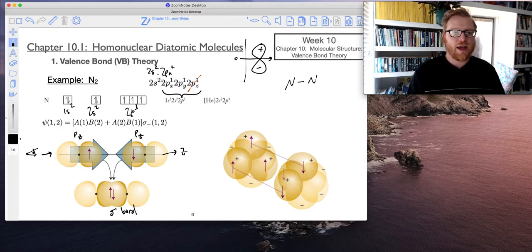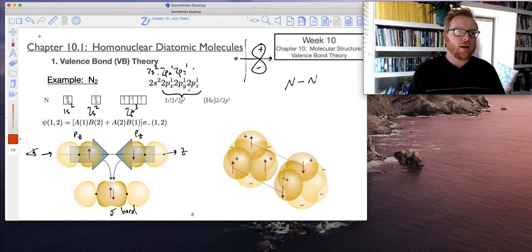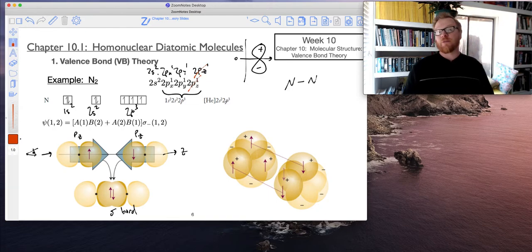2s2, 2px1, 2py1, 2pz1. Clean that up a little bit. Okay, great. So I've used a 2pz1 and a 2pz1, and I formed one bond.